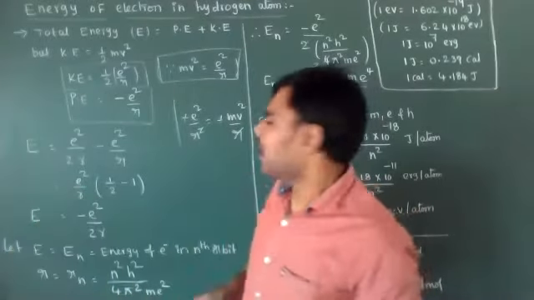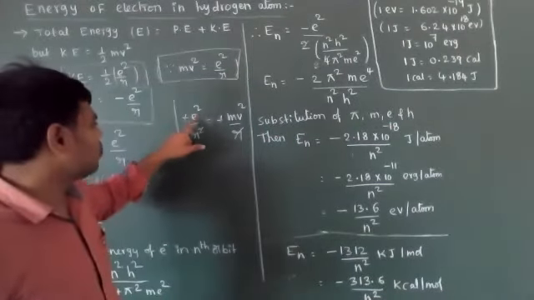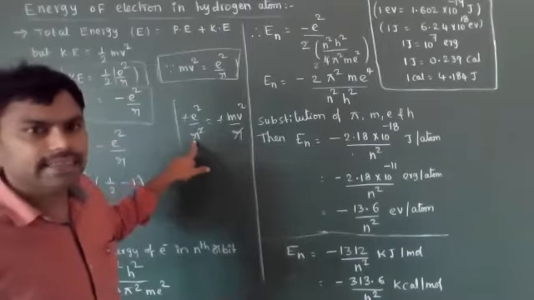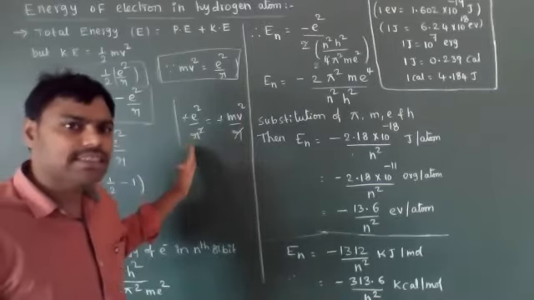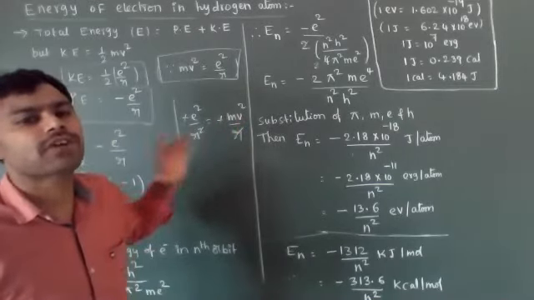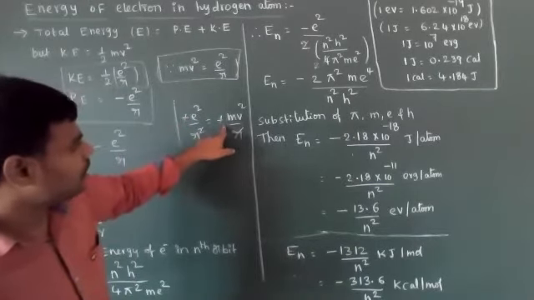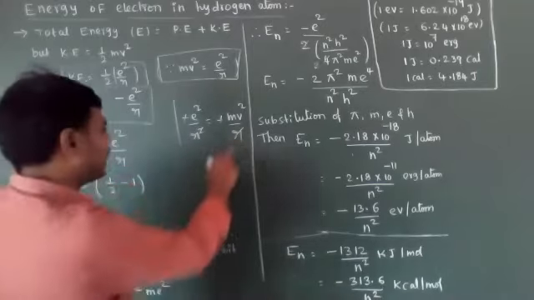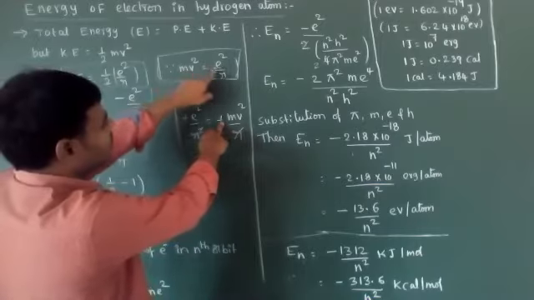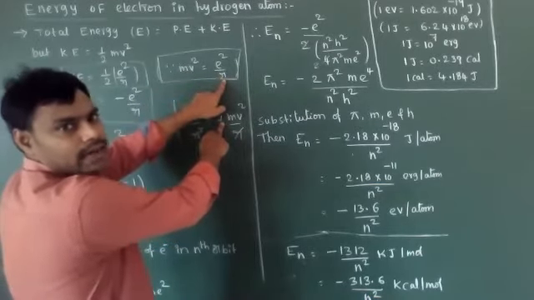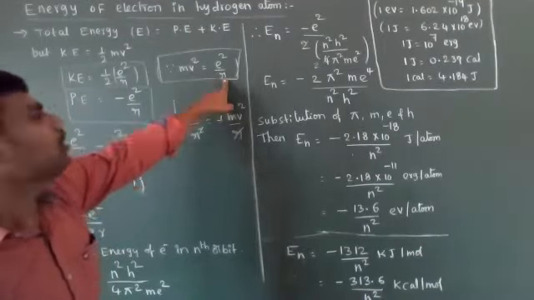Okay, students, as we already discussed in the last class, centripetal force is equal to minus e square by r square, and centrifugal force is equal to mv square by r. Centripetal force is equal to minus of centrifugal force, which means minus e square by r square is equal to minus of mv square by r. One r will cancel, the minus and minus will cancel, then mv square is equal to e square by r. It is very clear now.